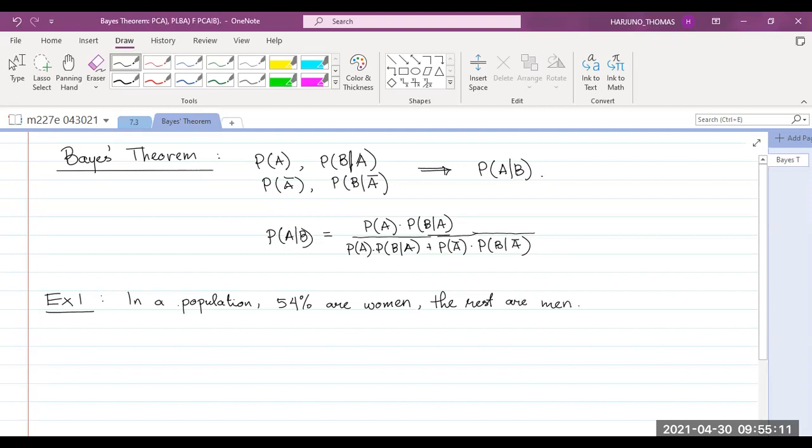Okay, now in a population, 54% are women, the rest are men. Now, let's say 40% of women, and let's say 37% of men wear glasses.